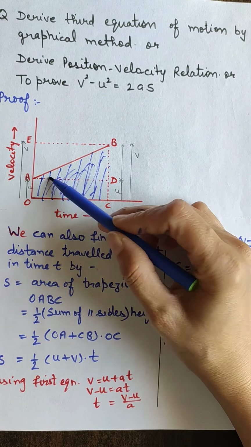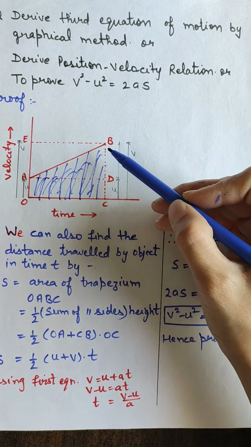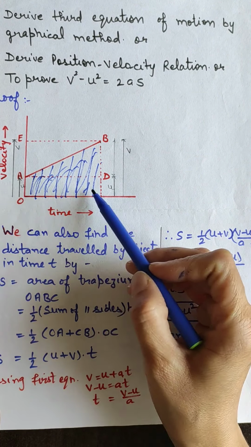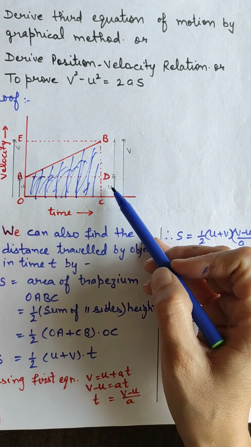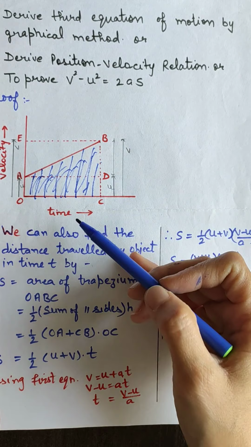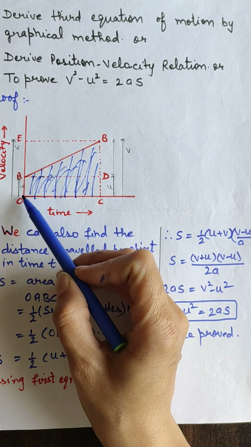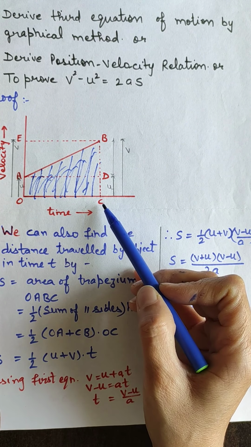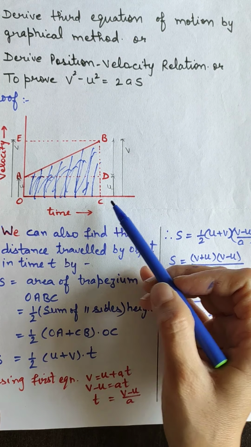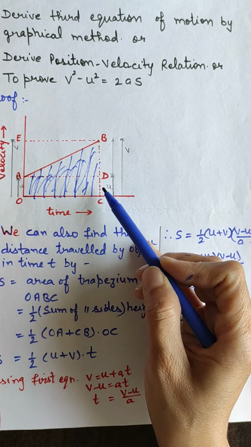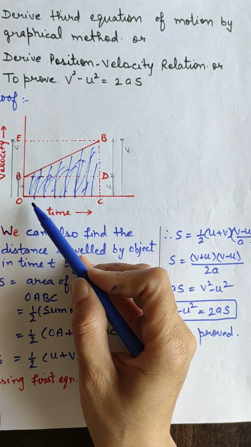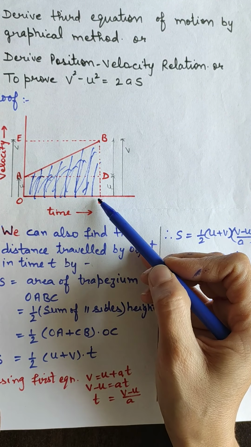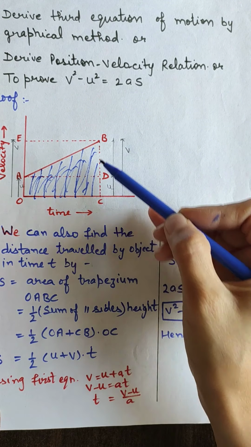So, we got this trapezium OABC. By the definition of a trapezium, two opposite sides are parallel, and the other sides are not parallel to each other. So, in this trapezium, these are the parallel sides and this OC is acting as the height of this trapezium. Don't confuse it with the word height; that height will be BC. The height of the trapezium will be OC, because height is that side which is joining these two parallel sides.